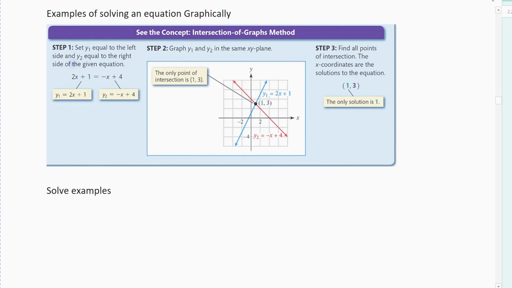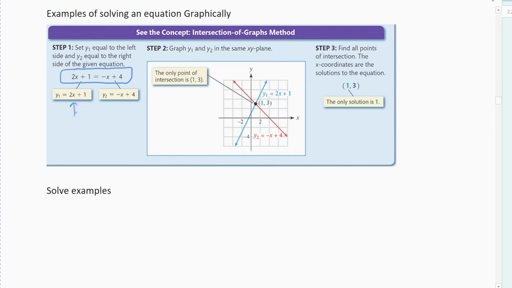So an example here is I've got this equation I want to solve: 2x plus 1 equals negative x plus 4. Now this one's simple. I could have solved this one by hand pretty quickly. All right, but we're going to look at an example, and then we'll get into cases where you might want to use this. And so what we do is we take each side.